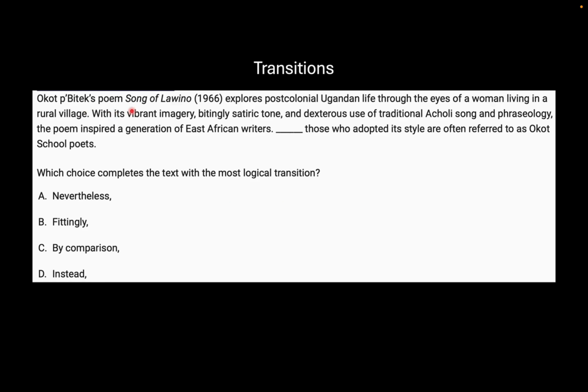Okot p'Bitek's poem Song of Lawino explores post-colonial Ugandan life through the eyes of a woman living in a rural village, with its vibrant imagery, bitingly satiric tone, and dexterous use of traditional Acholi song and phraseology. The poem inspired a generation of East African writers. Those who adopted its style are often referred to as Okot school poets.